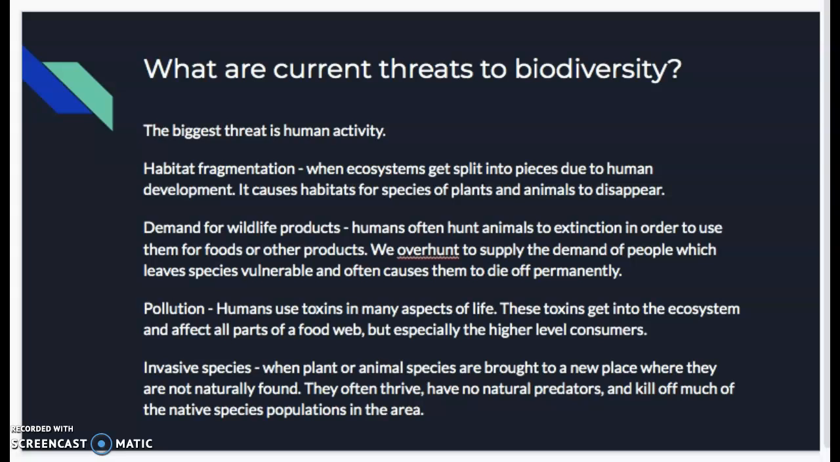So what are the current threats to biodiversity? The biggest factor is humans, human activity. Just about everything we do in life can be considered a threat to biodiversity.